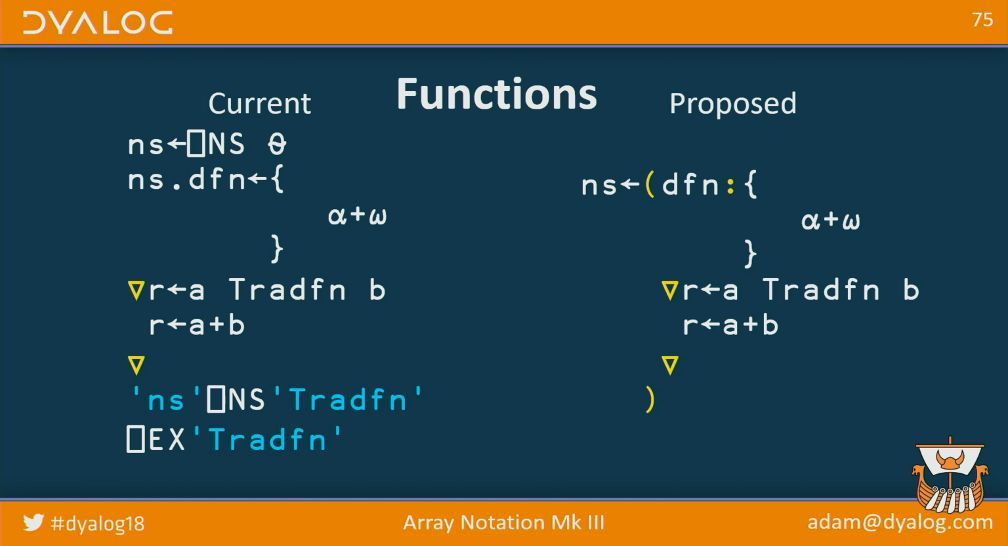You can also use functions inside the namespace. The only way to do that currently is by copying them in piece by piece and then getting rid of them afterwards. It's not very easy. Or you can assign into it if they're dfns or derived functions. But in this notation, you could just write them literally inside the parentheses.